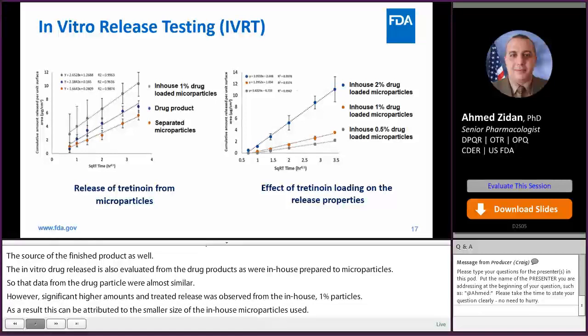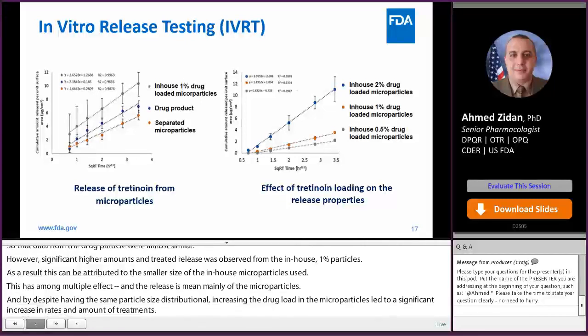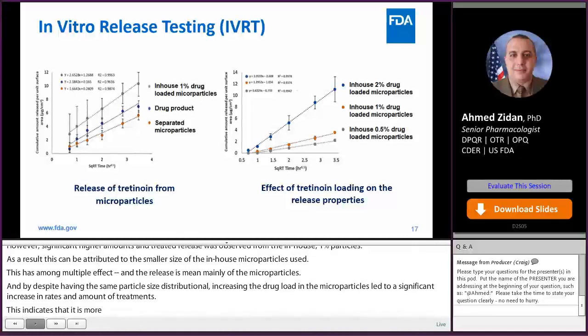Despite having the same particle size distribution, increasing the drug loading in the microparticles led to a significant increase in rates and amount of tretinoin release. This may indicate that tretinoin is more localized at the periphery rather than at the depths of the pore structure of microparticles. For this reason, Raman mapping or Raman analysis studies were performed to determine tretinoin distribution within the pore structure of the microparticles.